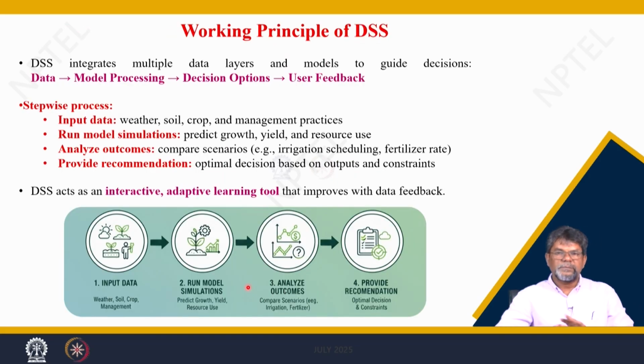So, with this you can see the working principles of the decision support system. This is what we say: the data, then the model processing, then the decision options, and also the user feedback given to the model loop. We will discuss this in the coming classes, and how the objectives of crop modeling simulation are discussed in detail there. So, step by step, it is the input data.